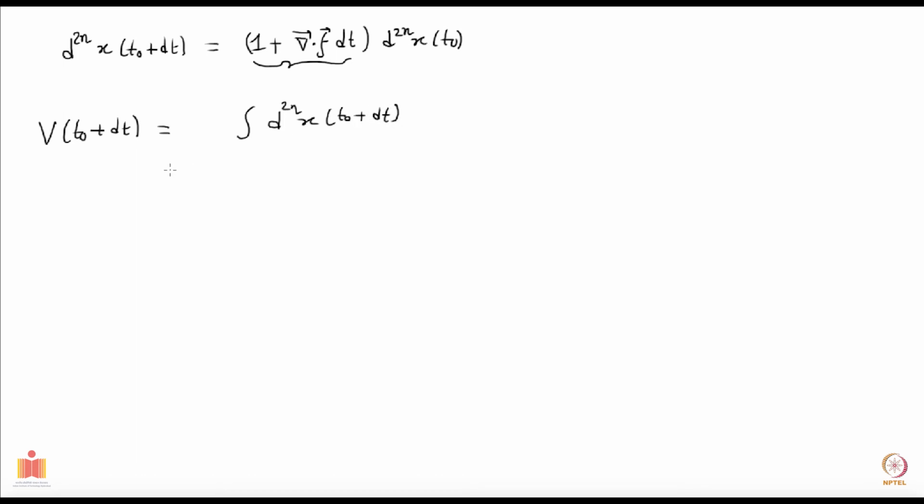Okay, and this, as we have determined, is just d^2x at t_0, and then you have your Jacobian, which is 1 plus divergence of f times dt. So let me split it into two integrals. One will have this 1 multiplied in here, and this will give you the volume at time t_0. Let me take it to the left-hand side. It will have a minus sign then, and the second term will be proportional to dt.